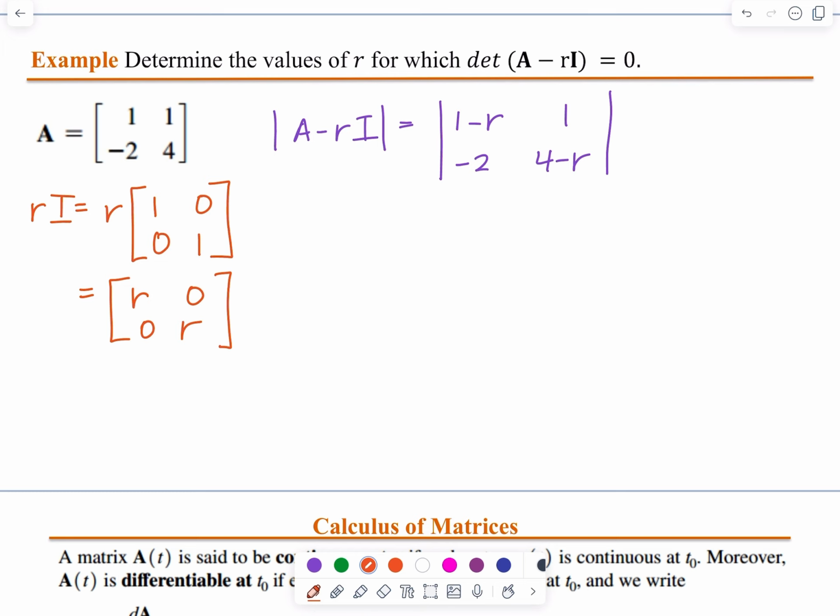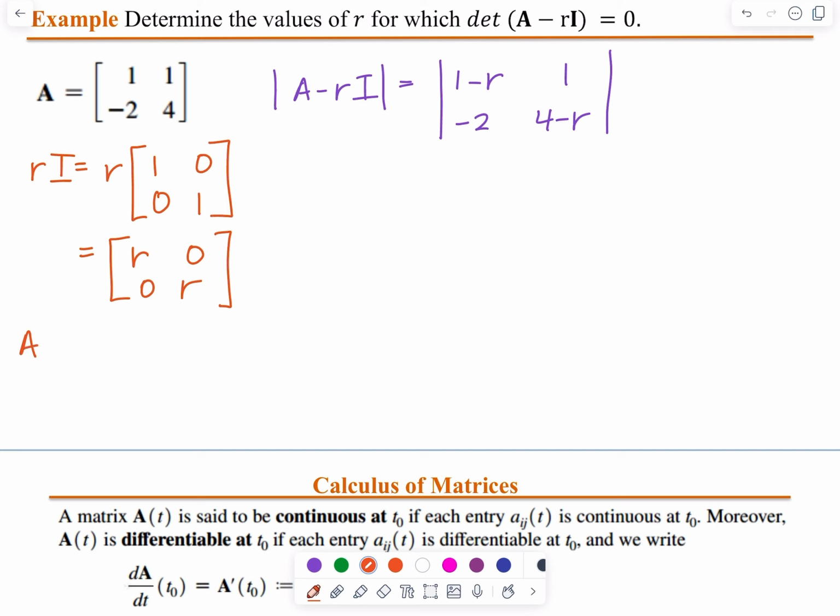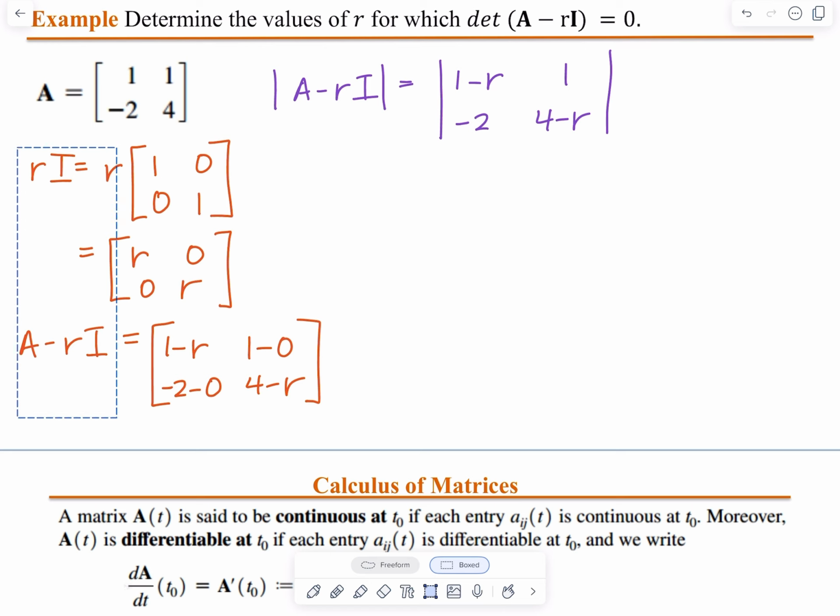So the determinant of A minus rI. Let's go ahead and find A minus rI. So that would be 1 minus r, 1 minus 0, negative 2 minus 0, and 4 minus r. So we can see that that's what we are finding the determinant of here.